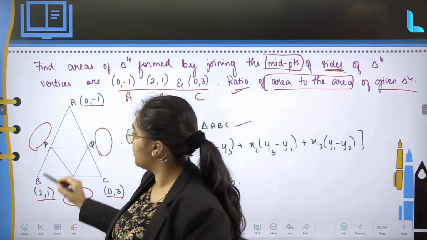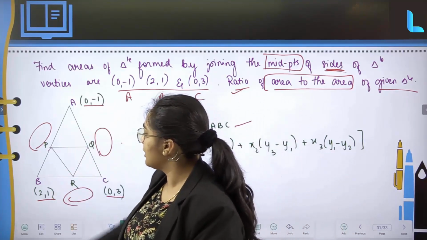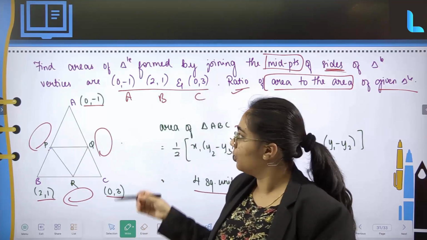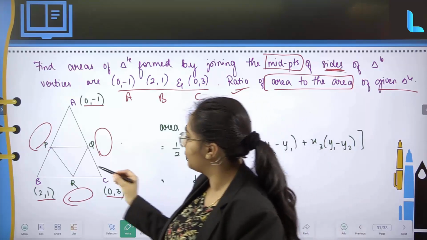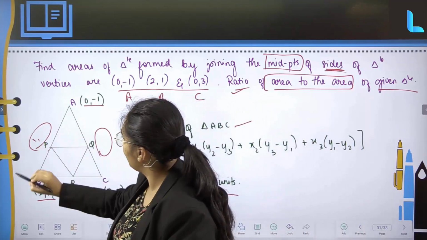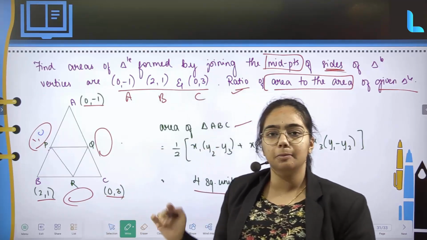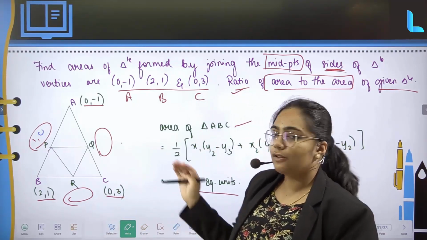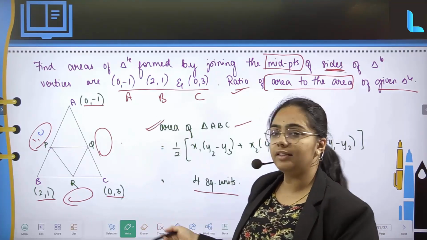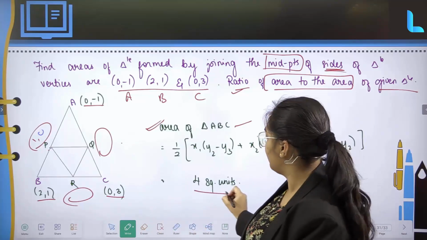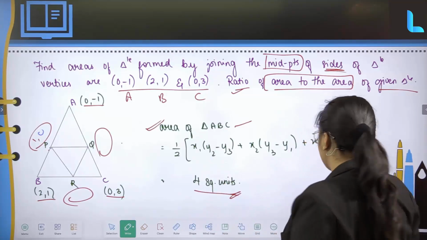The formula is (x1 plus x2) divided by 2, which is 0 plus 2 divided by 2. Similarly, (minus 1 plus 1) divided by 2. So 2 by 2 is 1, and the point is (1, 0). Similarly, if you solve for all three, you will get 3 different points. Once you get the 3 points, use the same area formula and solve for it. You will get another value in square units. Then it is just taking the ratio.